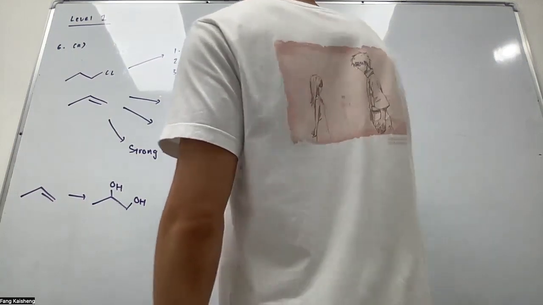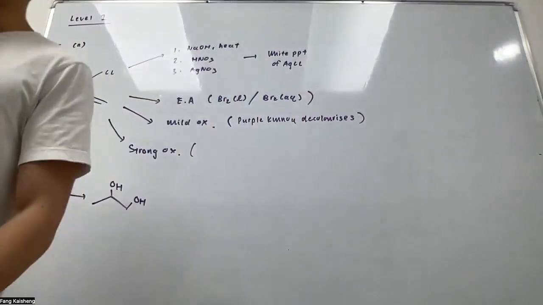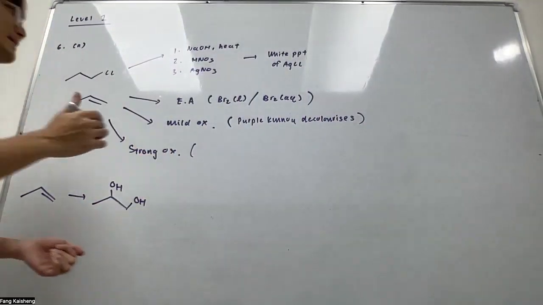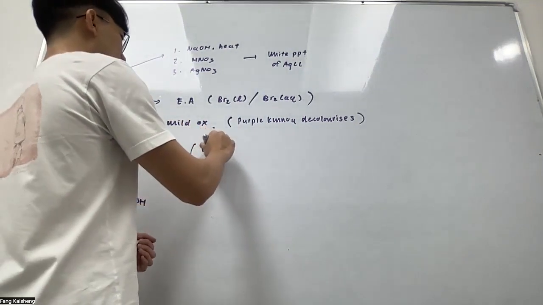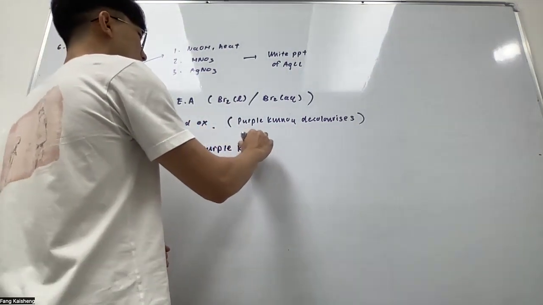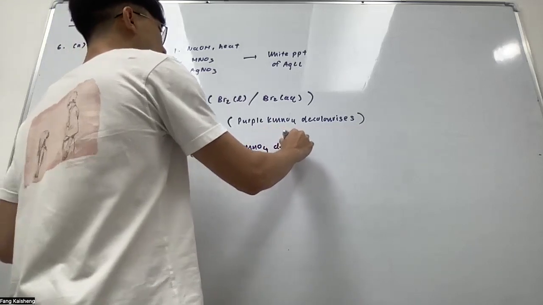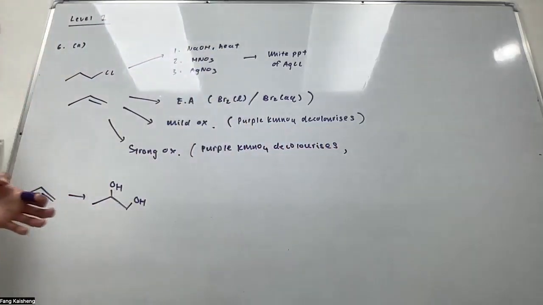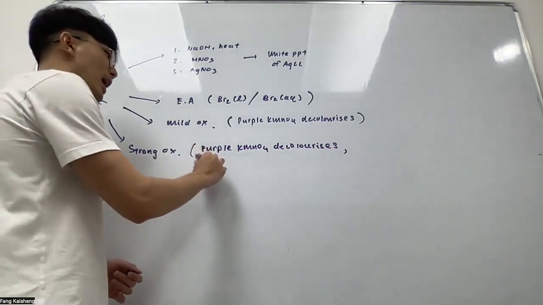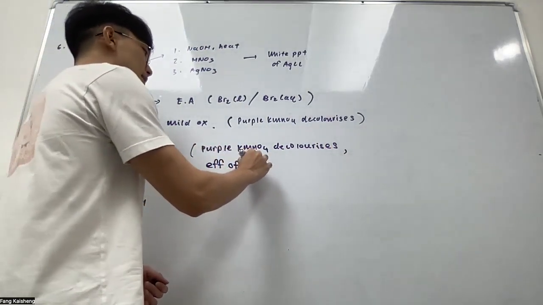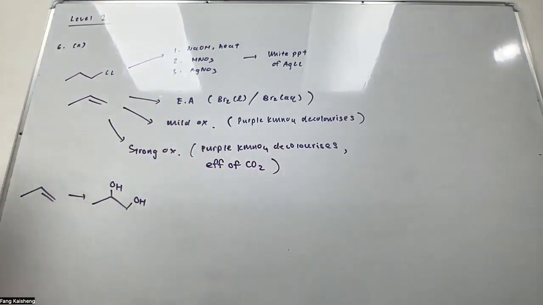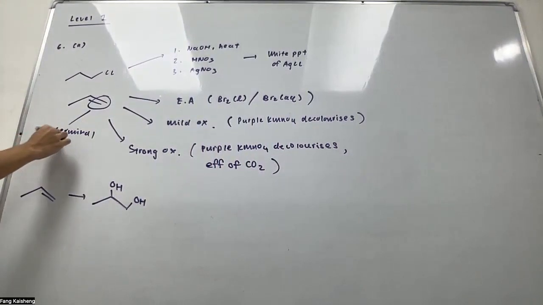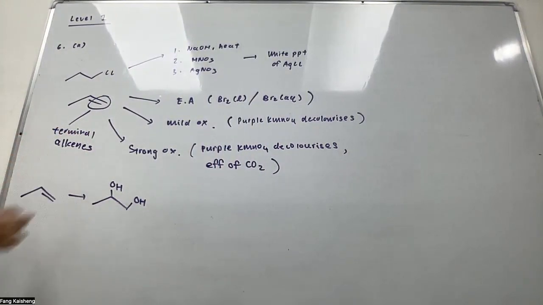Okay, how about strong oxidation? Strong oxidation also uses KMnO4. So what happens? First of all, does purple KMnO4 decolorize? Yes, okay, as long as there's a reaction, it will still decolorize. But what else? Why is there effervescence? Okay, why is that the case? Good, you recognize this right here is a terminal alkene. Must include all possible observations, and those are the two.